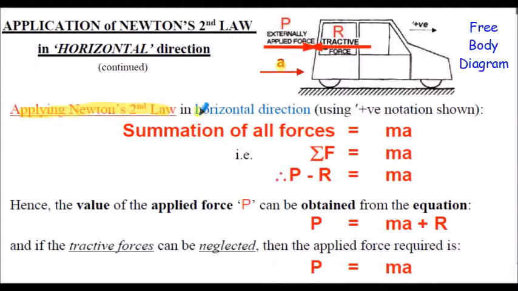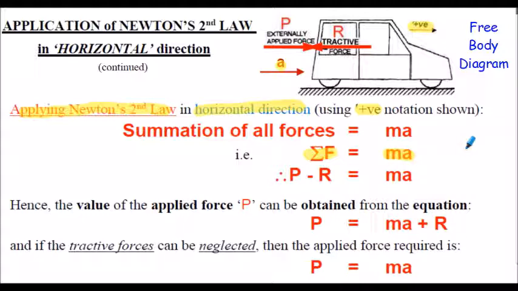I'm applying it in the horizontal direction, and I'm using the positive notation shown in the sketch up here on my free body diagram. So applying the second law, the summation of all the forces must equal mass times acceleration. That's the equation. That's what we were given to apply. Not actually in that format. Back in Newton's days, it's actually a different format, but that's how we would apply it today.